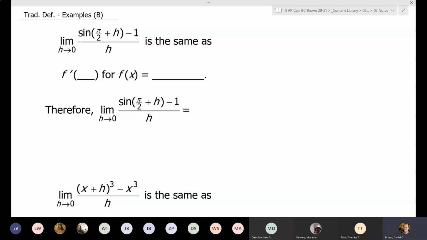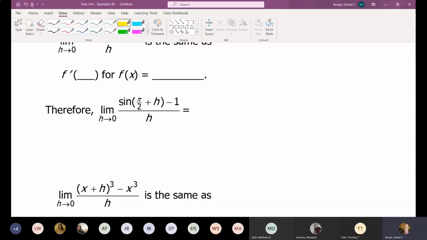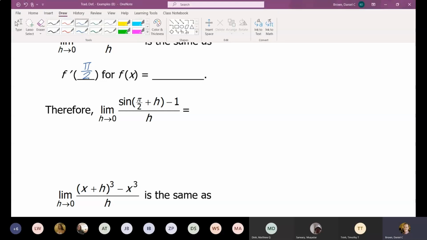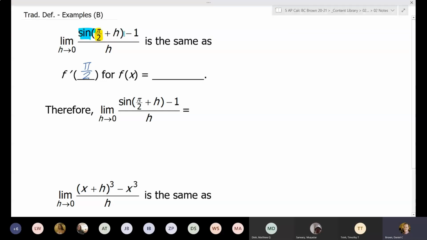But we can also recognize that this is the traditional definition of the derivative. There's the a value, so this is the derivative at pi over 2. What function is a plus h being plugged into? It's being plugged into the sine of x. So that limit expression means the exact same thing as f prime of pi over 2 for the sine of x. Well, this is one of our derivative rules. The derivative of sine is cosine, so I can just evaluate the limit using a derivative.